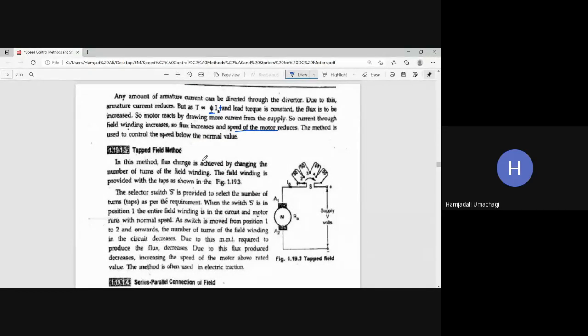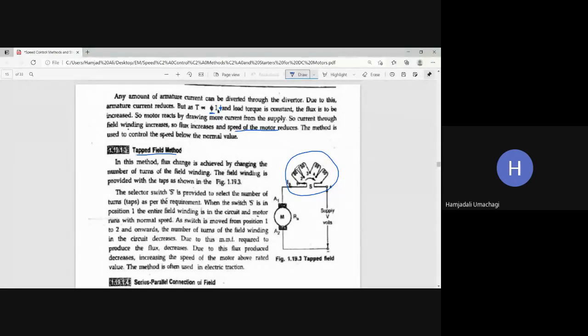Flux control method only. That method we call the tapped field method. And this is the circuit diagram. So tapped field means what? Just to see the field winding, how it is connected. In this method, the winding is in series. It is a DC series motor only.